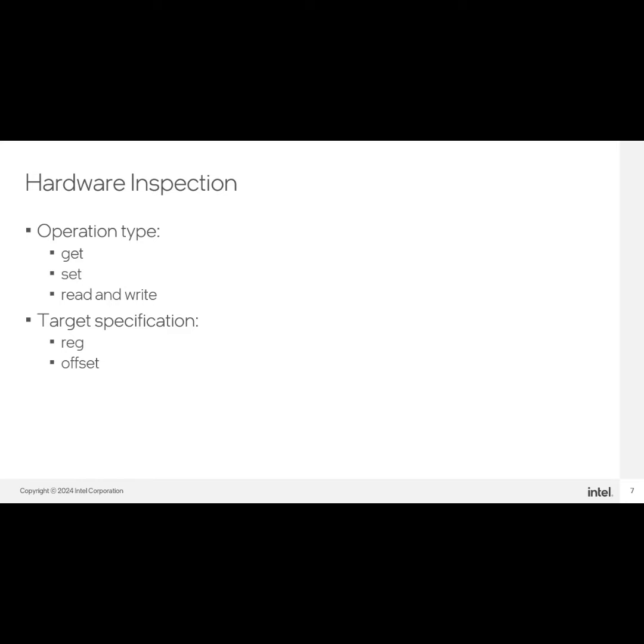Some target specification examples are reg, which is used for specifying the register by name, and offset, to specify the name of a device, bank for example, or offset, and size.